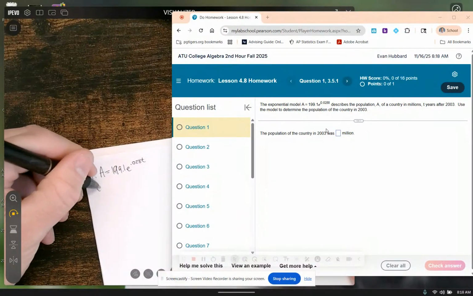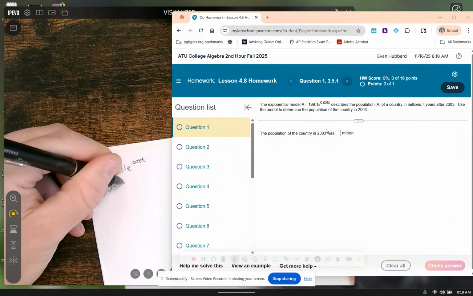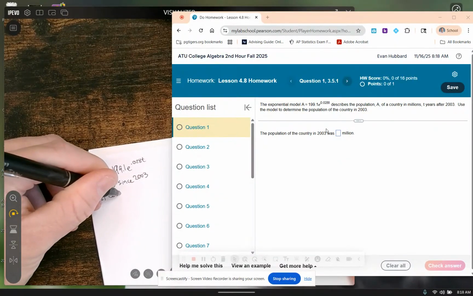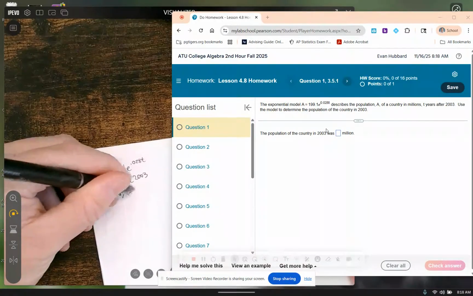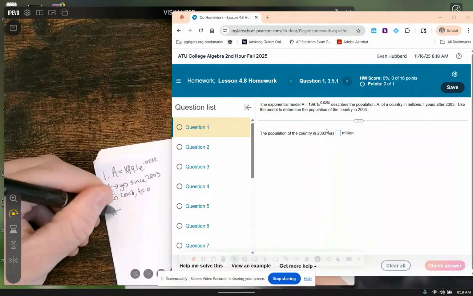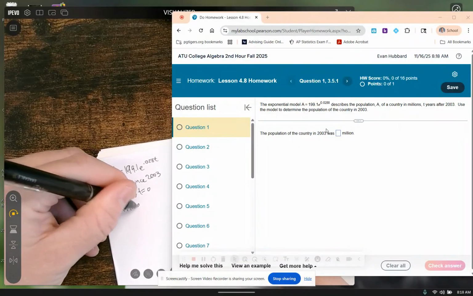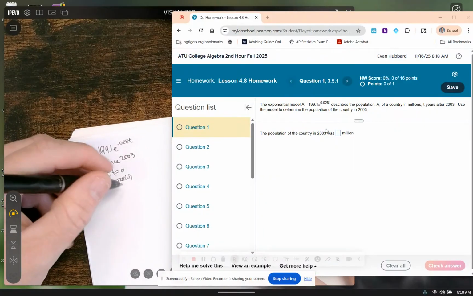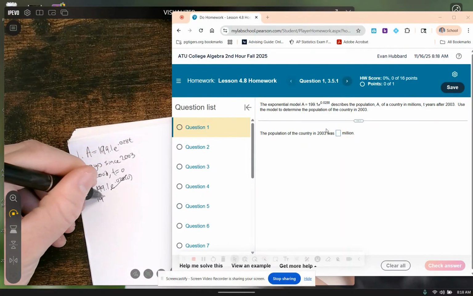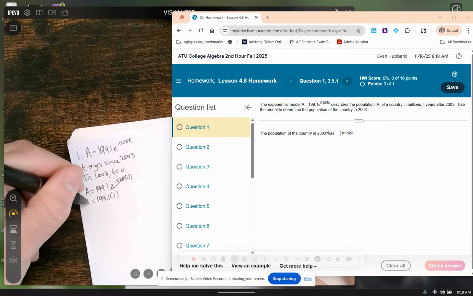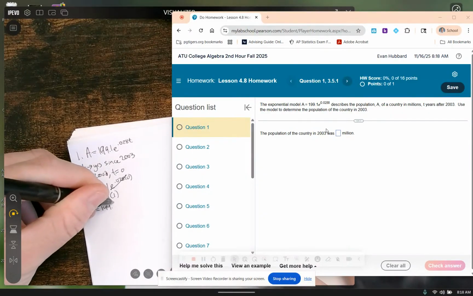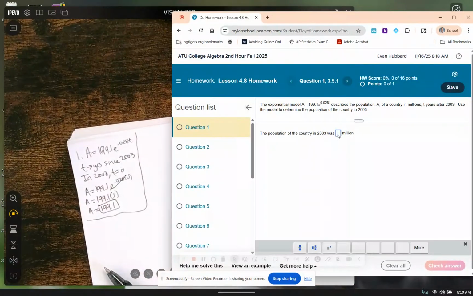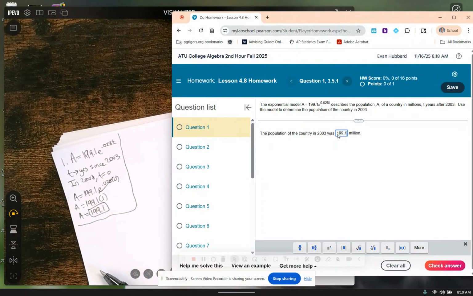Okay, and so t is years since 2003. So in 2003, t equals 0. So A equals 199.1 e to the 0.028 times 0. This is just e to the 0, which is 1. So it'd be 199.1 times 1. So it'd be 199.1. So it's just going to be whatever that initial value is. Whenever you have an exponential, you put that first. So 199.1.